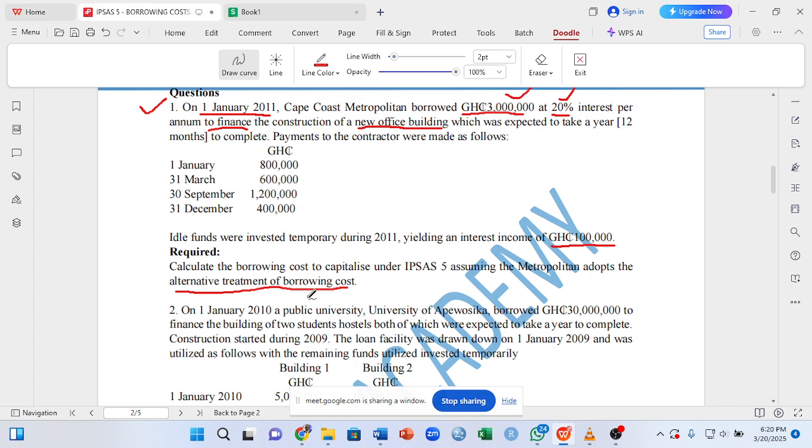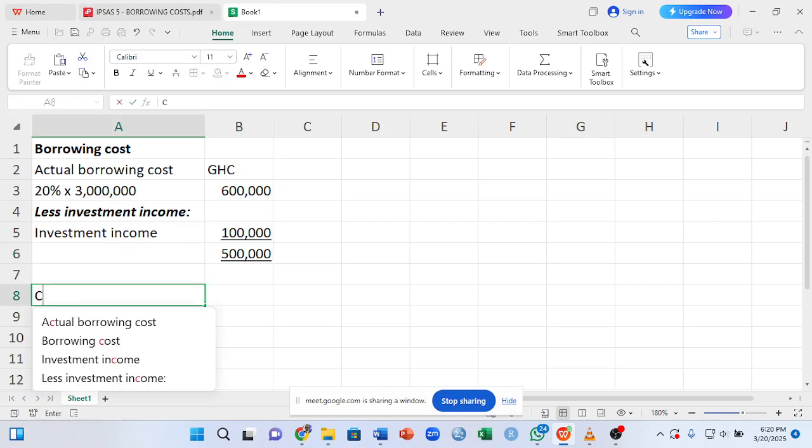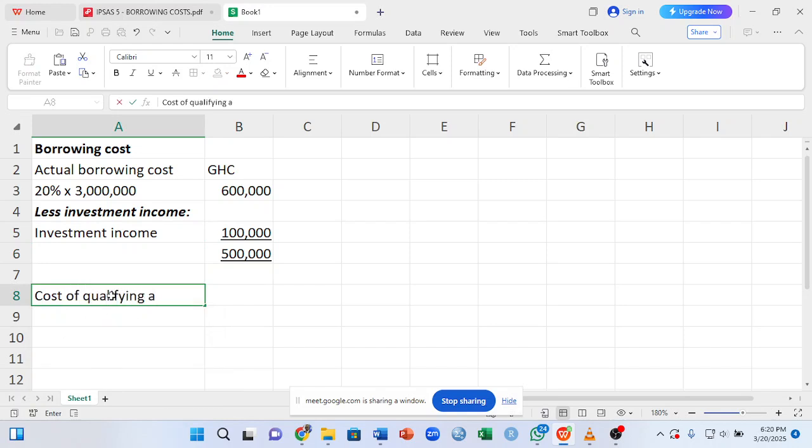So let's check the requirements if that was all that the question asked. The question said we should calculate the borrowing cost to capitalize under IPSAS 5. So it was just the borrowing cost that the question wanted us to calculate. If the question went on to say we should find the cost of the qualifying asset, it will be the specific borrowing amount plus the borrowing cost to capitalize.